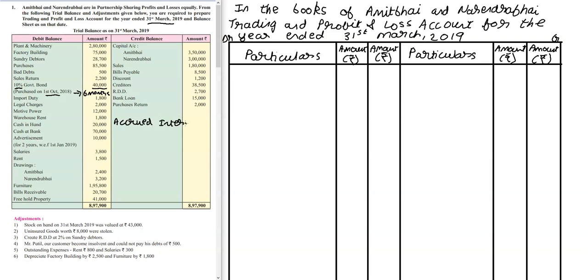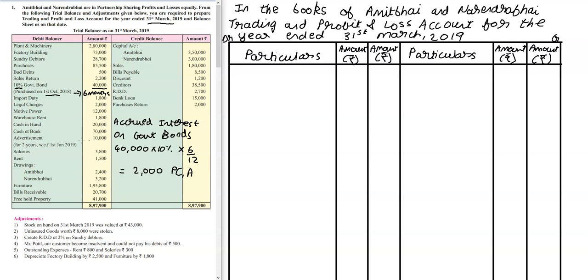So as far as our accrued interest on government bonds is concerned, we are talking about 40,000 into 10% into 6 by 12, which will give us 2,000. This will go in two places. The first place is the P&L account credit side. The second place is the asset side.